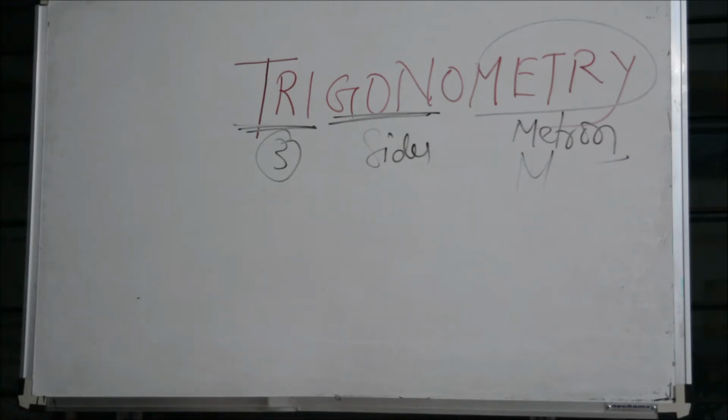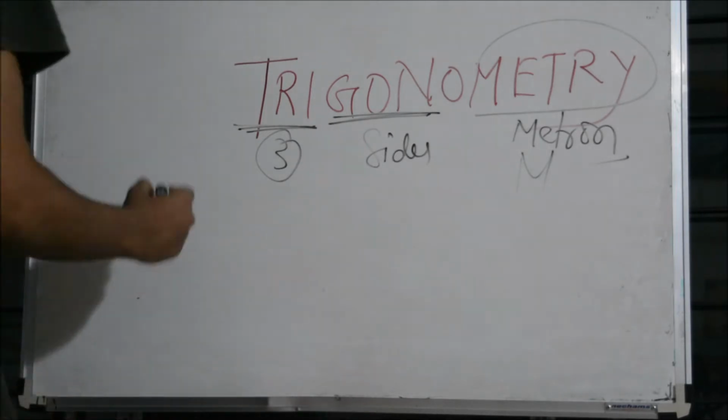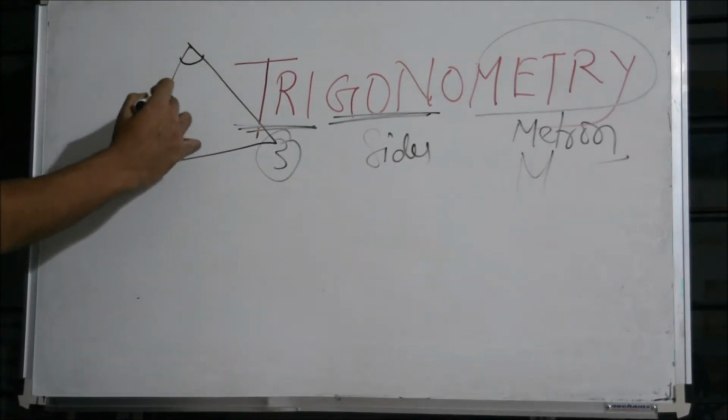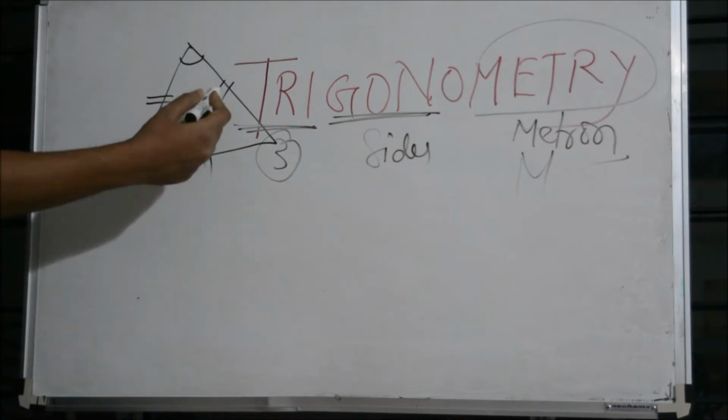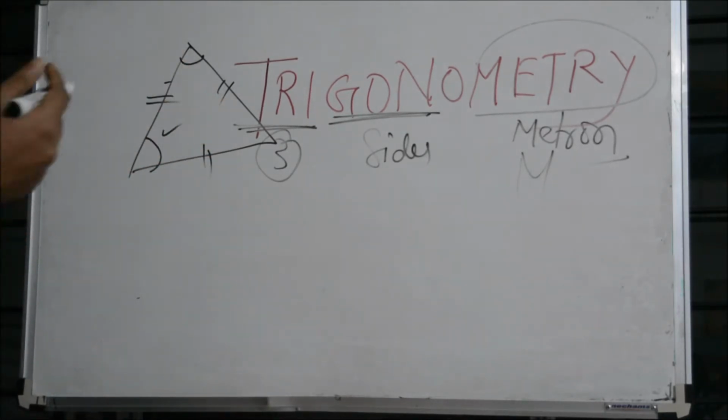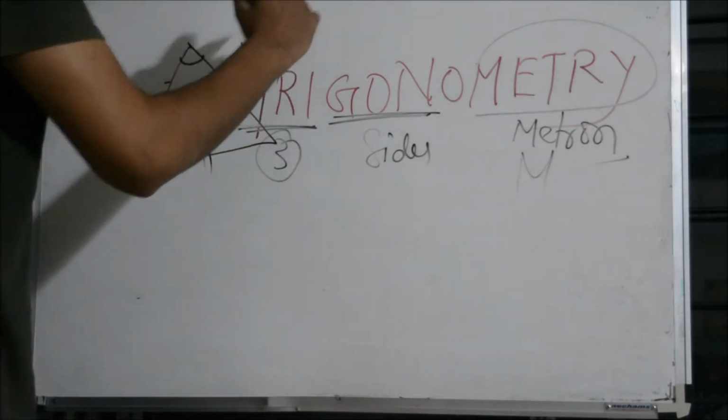So in fact, trigonometry is the study of the relationship between the sides and the angles of a triangle. In a triangle we have angles and sides. So the relationship between the angles and the sides in a triangle is dealt with in trigonometry.